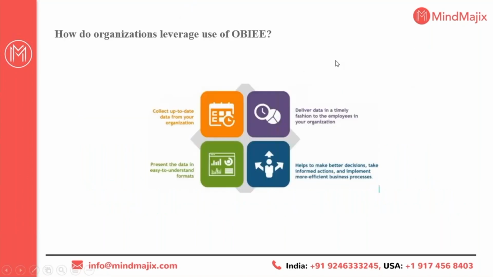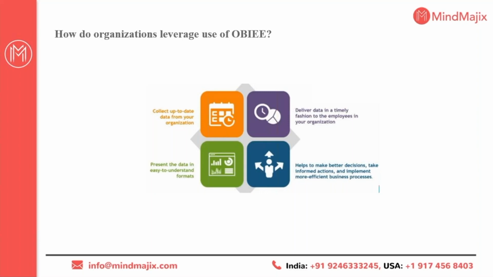Now let's talk about how an individual or an organization can leverage the use of OBIEE. The first step is always to collect up-to-date data from the organization. This data is usually in the form of transactional data, so it could be data that changes every minute. For example, the database of a telecom company, or the database of a banking or financial system where there are transactions happening every minute.